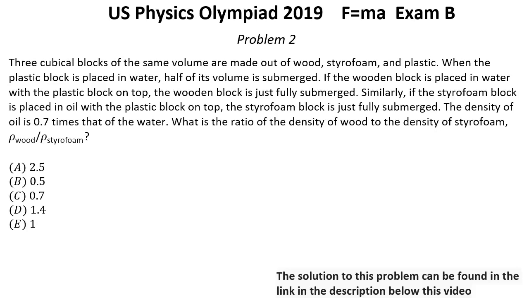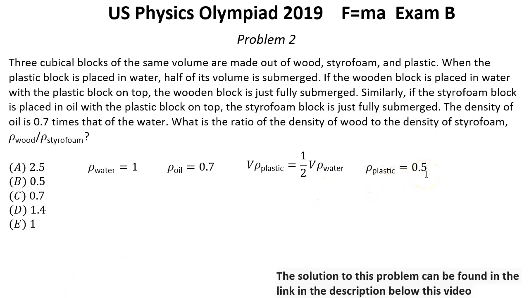Solution for problem number 2. First, let's say rho water equals 1. It means that rho oil equals 0.7. When the plastic block is placed in water, half of its volume is submerged. We can write the equation: volume V multiplied by rho plastic equals 1/2 volume V multiplied by rho water. It means that rho plastic equals 0.5.